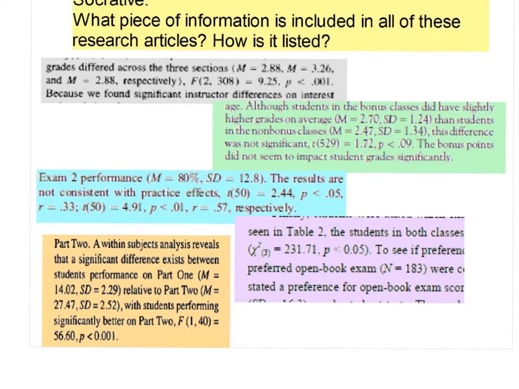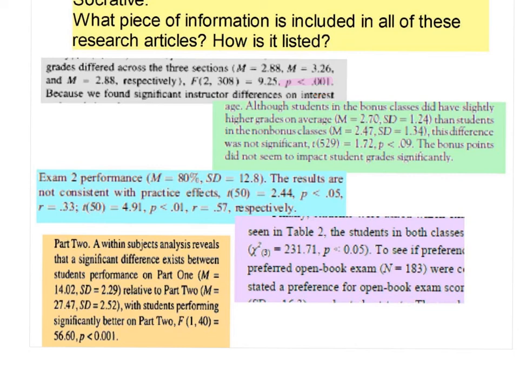P-values are listed in most scholarly articles that are quantitative in nature. Here, p is less than 0.01. That means whatever the probability is, it's less than alpha. Alpha was 0.001. It's also statistically significant and can be inferred to the population.